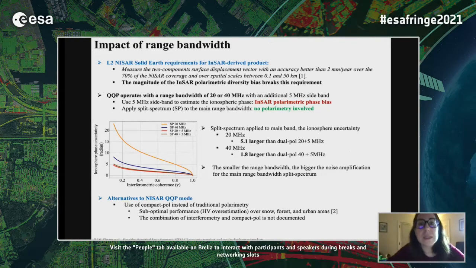So a way to overcome the presence of polarimetric inconsistencies when using NISAR QQP mode is to avoid using the 5 megahertz bandwidth to estimate the ionosphere, but to apply the split spectrum technique on the main range bandwidth of the QQP signal. So the QQP mode for NISAR operates at 20 and 40 megahertz bandwidth. And depending on the width of the range bandwidth, we can achieve different accuracy of the ionospheric phase estimate.